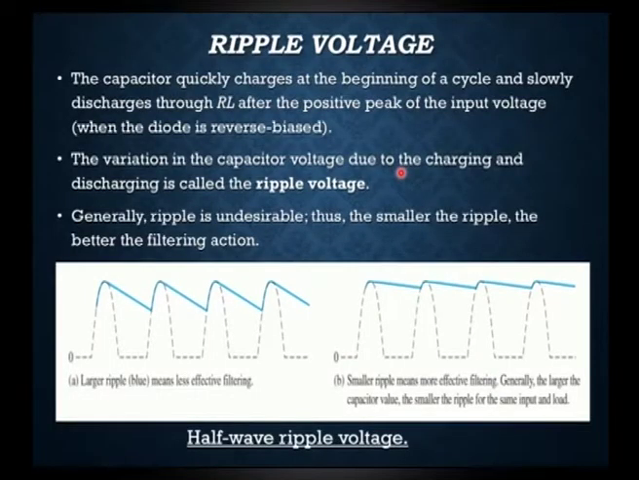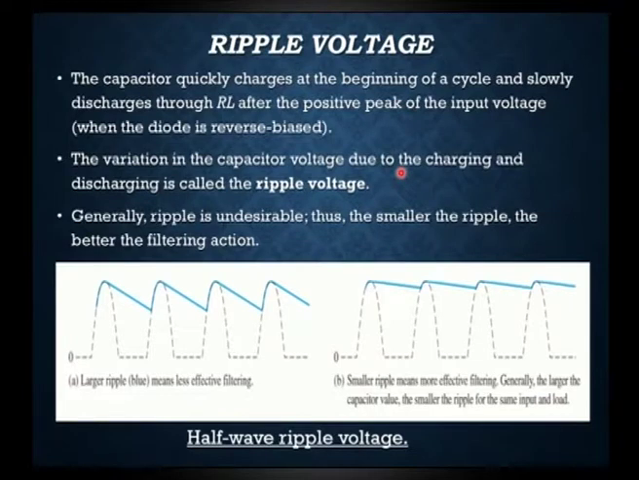Next we move on to the important term that we need to know about the rectifier, which is ripple voltage. The capacitor quickly charges at the beginning of a cycle and slowly discharges through RL after the positive peak of the input voltage. That is what we can observe. It charges quickly, but the discharge time is too large.